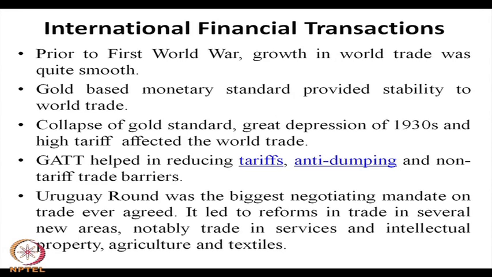GATT was a world-level institution which helps in reducing the tariff, the customs duty, the anti-dumping duty, and the non-tariff barriers for the smooth flow of goods and services. Over the last 50 years, GATT has negotiated with different member countries for reducing the tariff barriers.